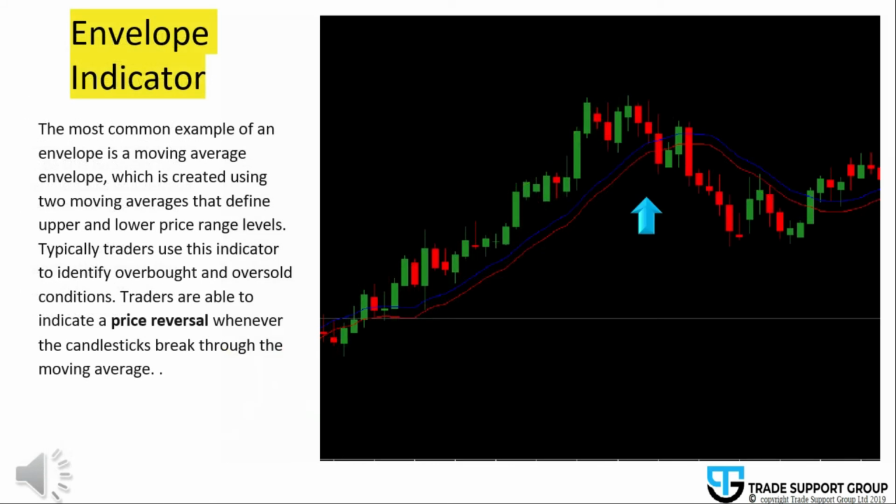Here we have the envelope indicator with two moving averages. This is the most common example of an envelope, which is created using two moving averages that define upper and lower price range levels. Traders look for price reversal indications whenever the candlesticks break through both moving averages.